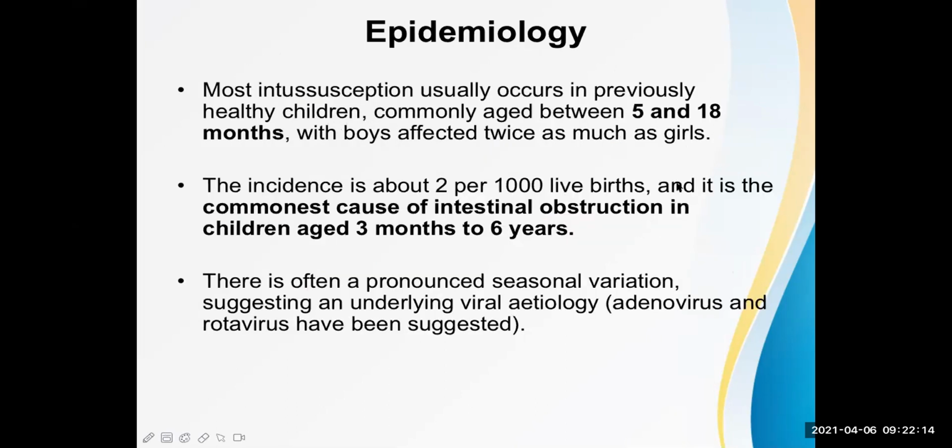Now, how common is it and what are the common age groups? Commonly, the children are between 5 and 18 months. So these are very small kids, less than 2 years, and boys are affected twice as much as girls.